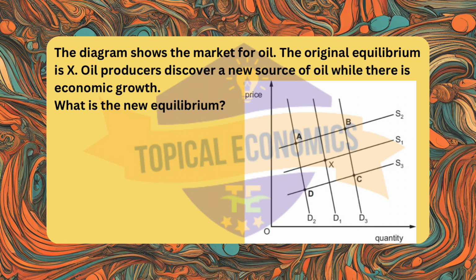As a new source of oil is discovered, the supply of oil increases and the supply S1 shifts right to S3. This increase in supply causes a decrease in price, thereby increasing the demand for oil as it is cheaper now. So the new equilibrium is at point C as seen on the diagram. Moving to the fourth question.